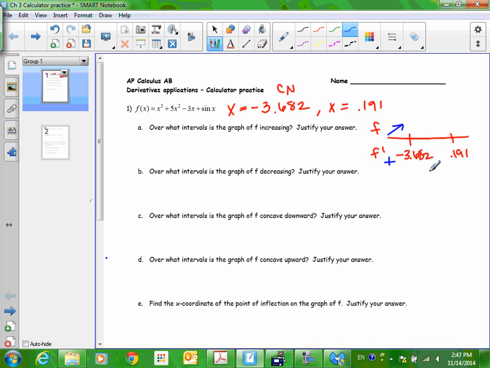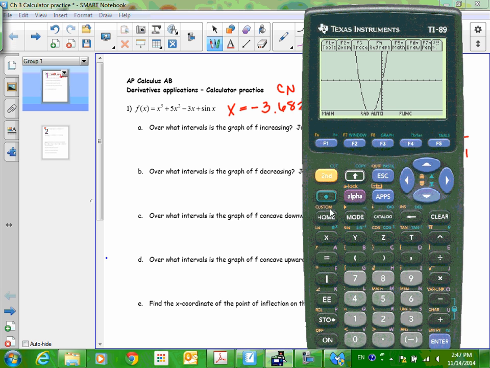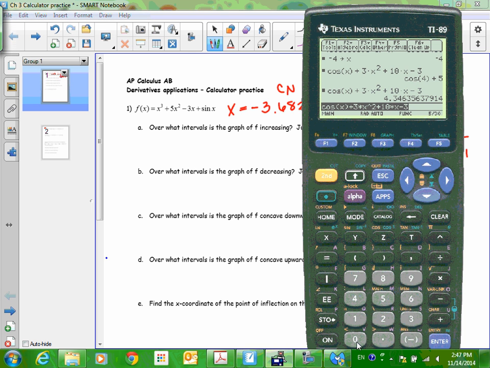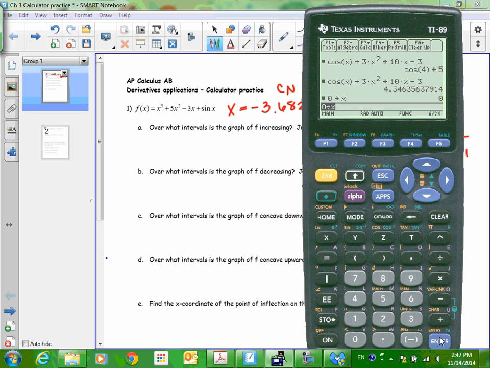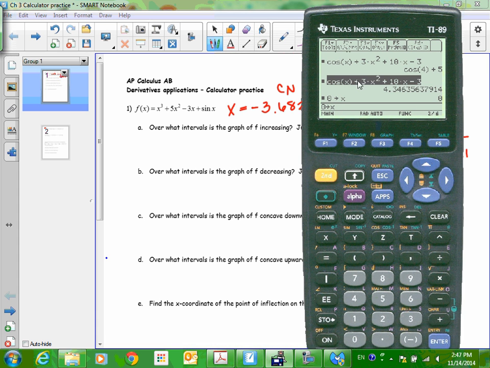So what's a number between these two? 0, probably. That's what we'd pick. So if I go home, now I can store 0 in for x. So I just go 0, store, x, enter. So temporarily, my calculator knows that x is 0. I go up, and I find the derivative. Okay, and I press enter. And then if you want to go ahead and do diamond enter, that's cool too. And I get a negative number.